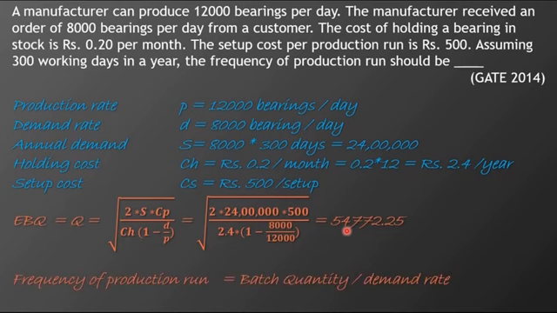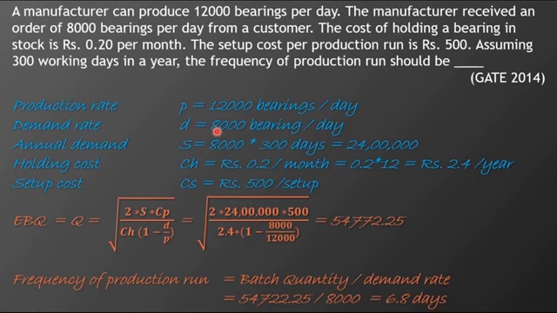So now the frequency of production is batch quantity divided by demand rate. So how many days will production run? So that is 54,772.25 divided by demand rate, that is 8,000. So we will get 6.8 days. The frequency of production run is 6.8 days.